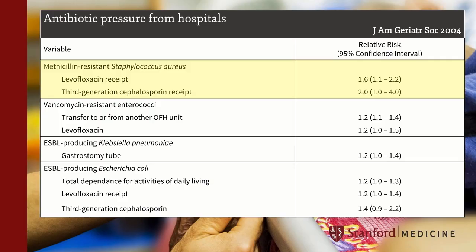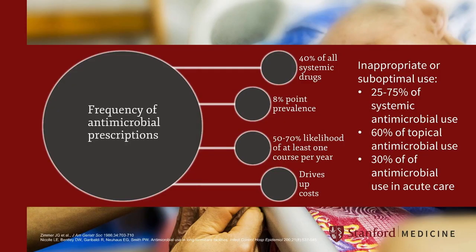In this study, residents who had received levofloxacin in the hospital were 1.6 times more likely to develop MRSA in the long-term care facility. If they had received a third-generation cephalosporin in the hospital, they were 2 times more likely to develop MRSA in the long-term care facility. It is estimated that 25 to 75% of the systemic antimicrobial use and 60% of topical antimicrobial use in the long-term care setting is inappropriate and suboptimal.